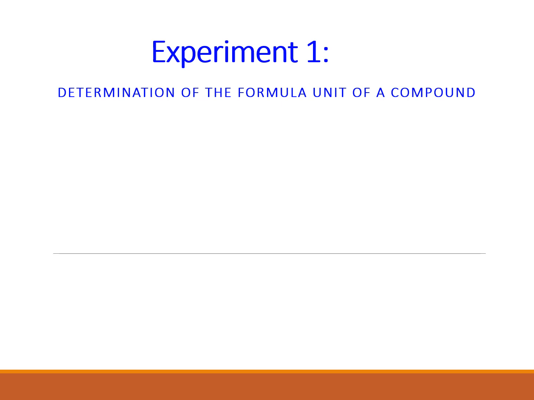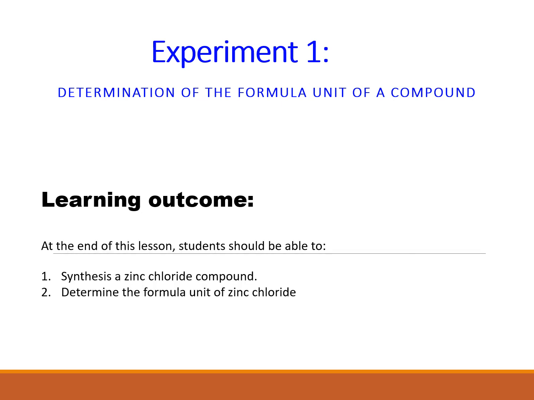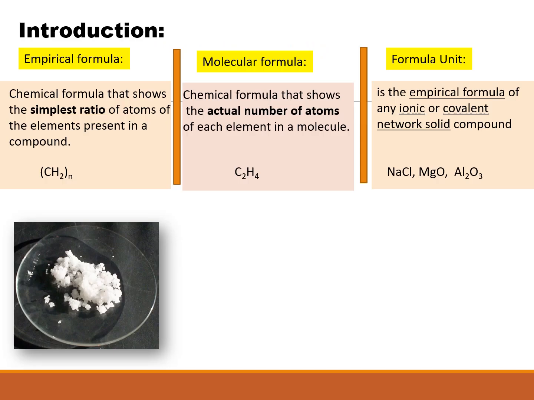Experiment 1. Determination of the formula unit of a compound. Learning outcome. At the end of the lesson, students should be able to synthesize a zinc chloride compound and determine the formula unit of zinc chloride. Before we start the experiment, let us study what is empirical formula.